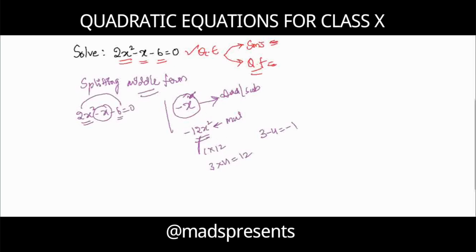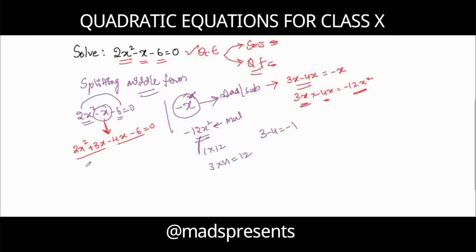I can write minus x as 3x minus 4x. So 3x minus 4x is minus x, and if you multiply 3x into minus 4x, it will give you minus 12x square. So the middle term is treated like this, and the same numbers if I multiply give the product of my extreme terms, so the logic is correct. Just replace here. 2x square minus x can be written as plus 3x minus 4x, and my extreme term is minus 6 is equal to 0. So underline these two and these two.